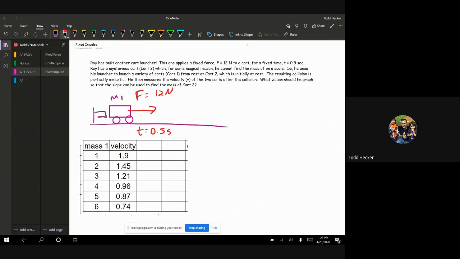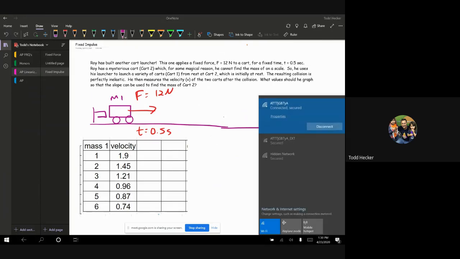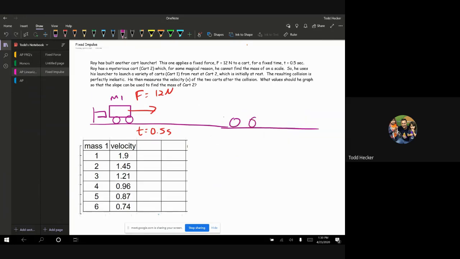Now it says Roy has a mysterious cart 2, which for some magical reason he can't find the mass of on a scale. For whatever reason, it is a particularly ornery cart, and its mass cannot be calculated on a scale. So here we go. Here's mass 2. We do not know what its mass is. We do know that both carts begin at rest.